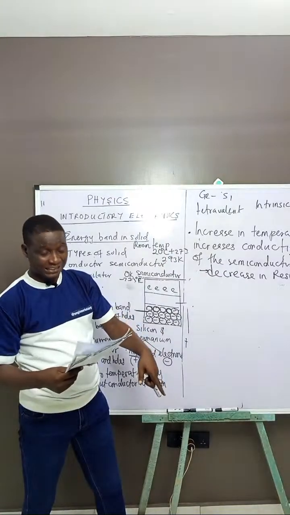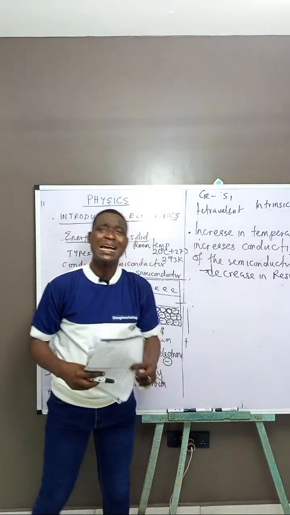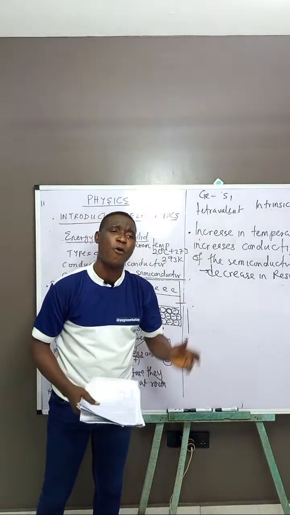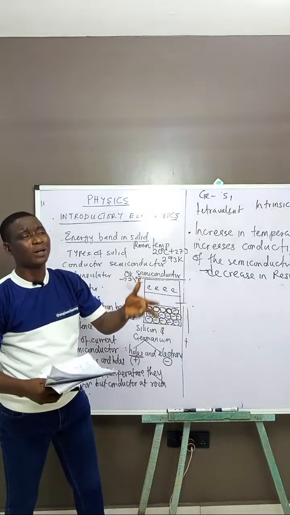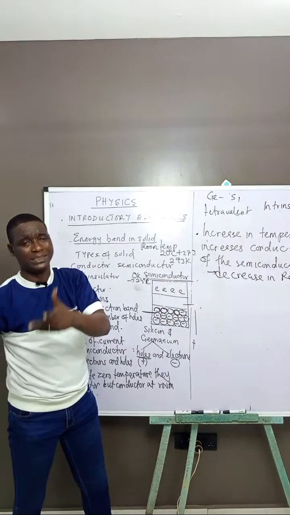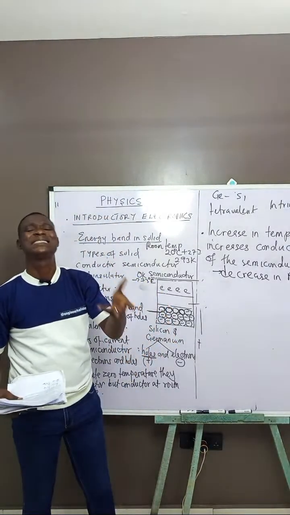Now somebody asks, what is silicon in the question? Silicon is a group 4 element. We can call them metalloids in chemistry, and they are pure semiconductors.